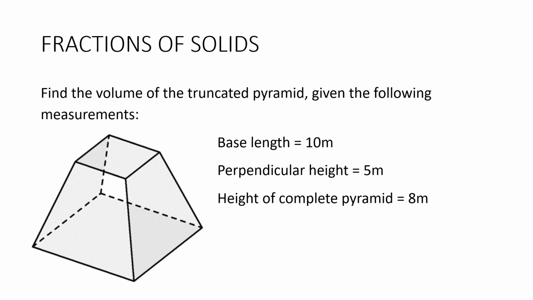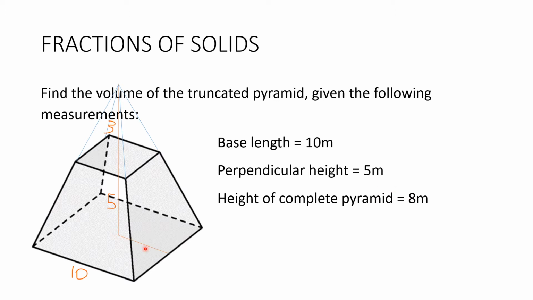So let's have a look at the volume of a truncated pyramid. We're given the following measurements. The base length is 10 meters, the perpendicular height is 5 meters, and the height of the complete pyramid is 8 meters. So we're going to have to start by constructing the full pyramid. Now we can put the measurements in. So this distance here is 10 meters. This height here, from here up to the top of the truncated pyramid, is 5, and then from here up to the top is going to be 3. I've just done 8, take away 5.